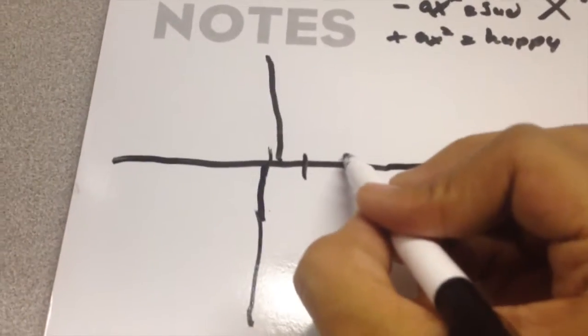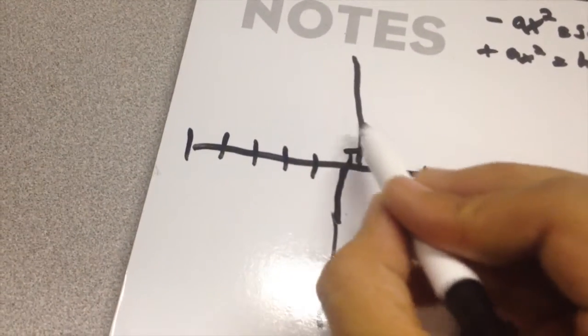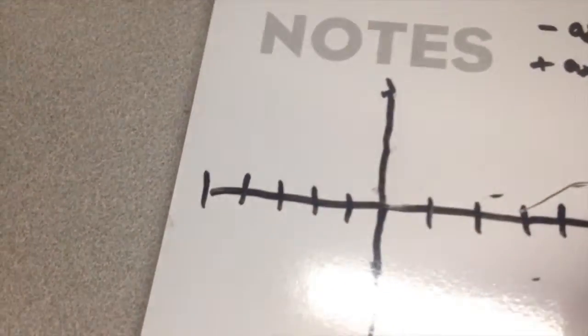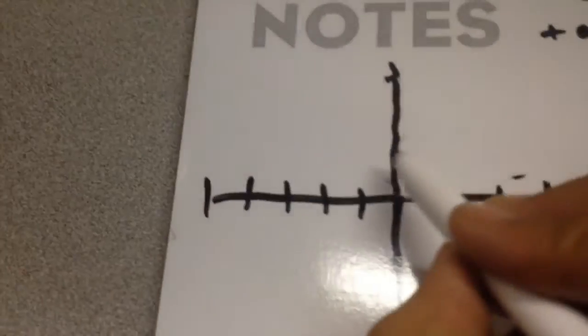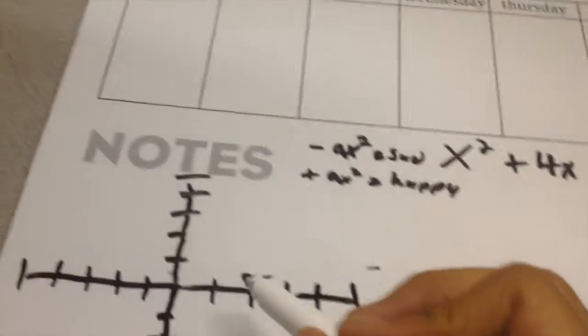Let's go by twos. 2, 4, 6, 8, 10, and we have 2, 4, 6, 8, 10, and then on here 2, 4. And let me just make this a bit straighter, just so that we don't get confused. And there we go. And so we're gonna have 2, 4, 6, 8, 10. 2, 4, 6, 8, 10. Alright, so we're gonna plot these coordinates, or not coordinates, but zeros.